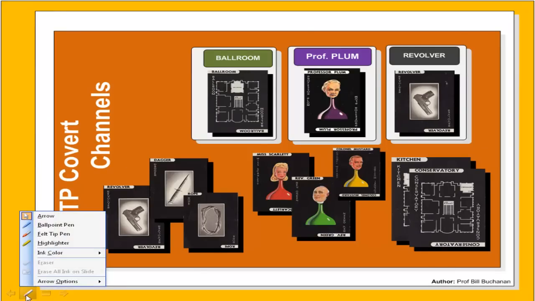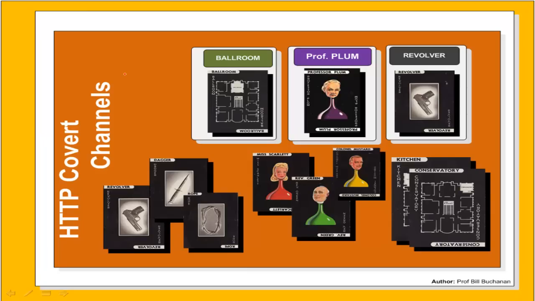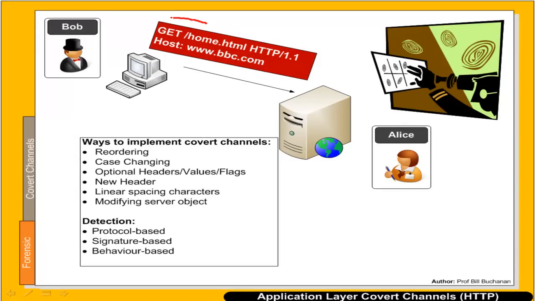Another area that we can have a covert channel is in an application layer covert channel, such as in HTTP. The HTTP string itself is fairly simple. It's typically a GET or a PUT, and then we have various parameters after this. In this case, it gets home.html from this host. The ways that covert channels can be set up are to reorder some of the fields, to change the cases, to add new headers, values and flags, to add spaces and to modify server objects.